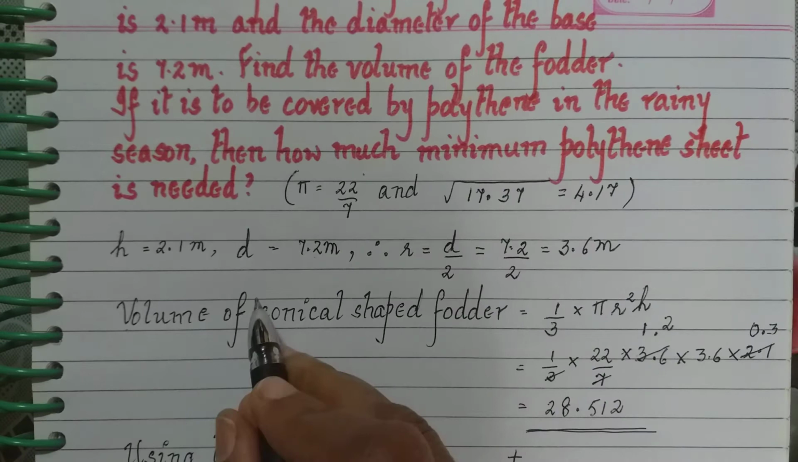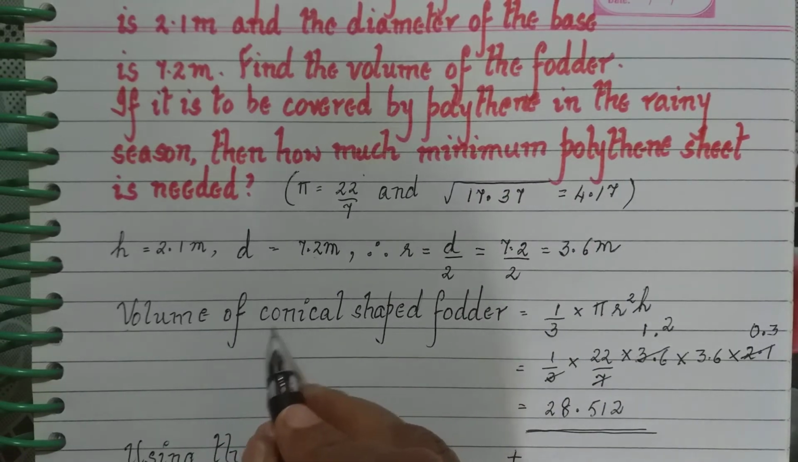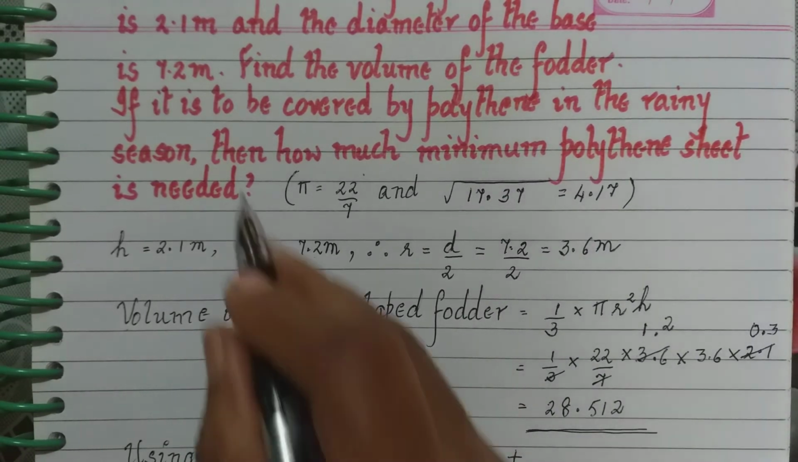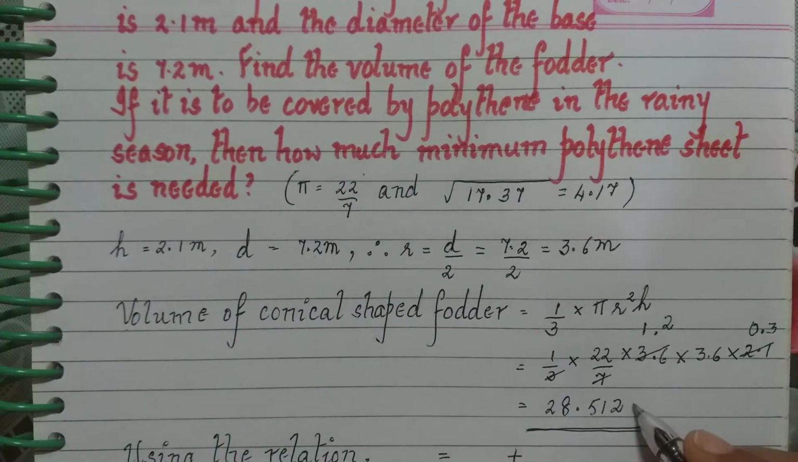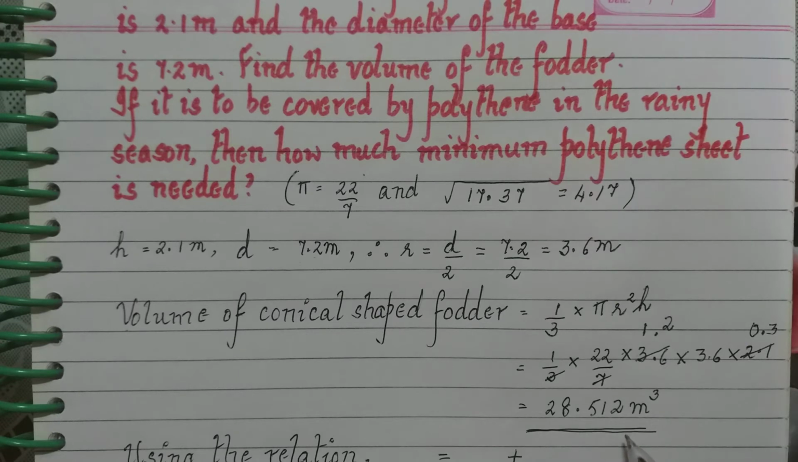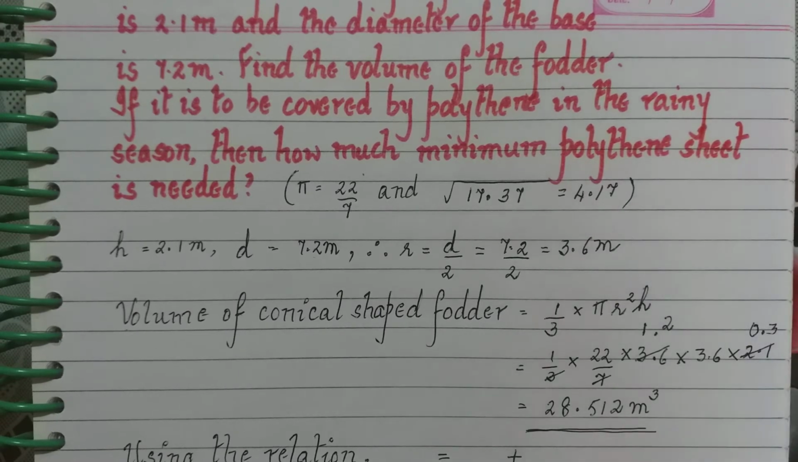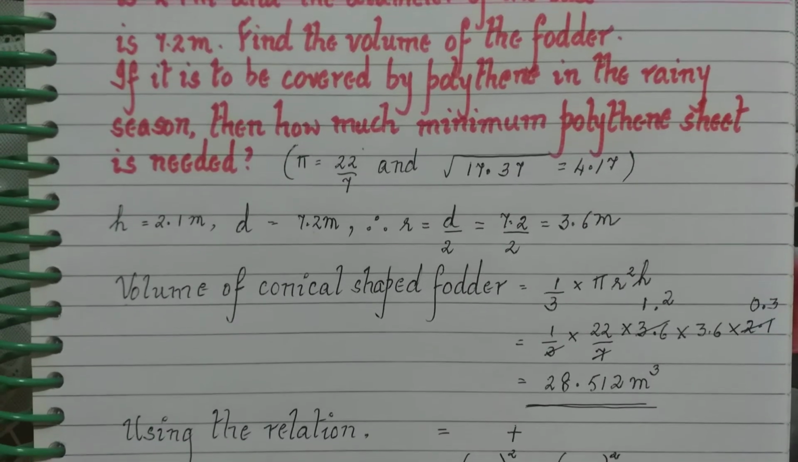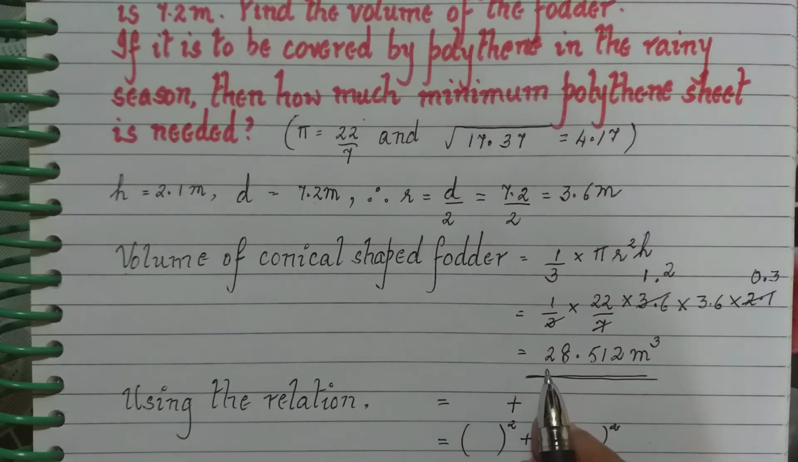28.512. What are we talking about here? We are talking about the volume, so it is cubic. Cubic what? Meter. So therefore here we'll write meter cube. So cubic meter, 28.512 cubic meter. Now we also have to find the slant height of the cone.